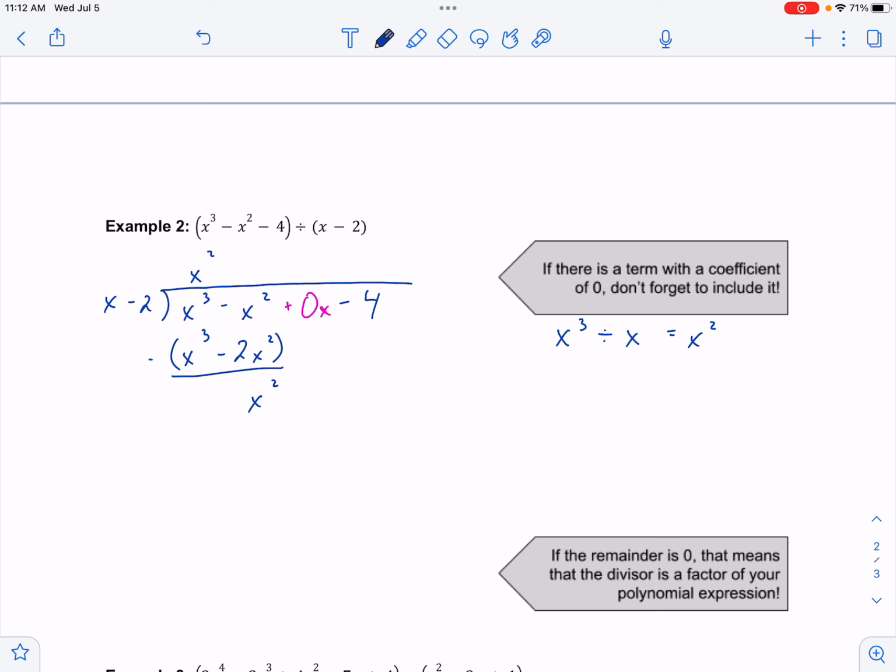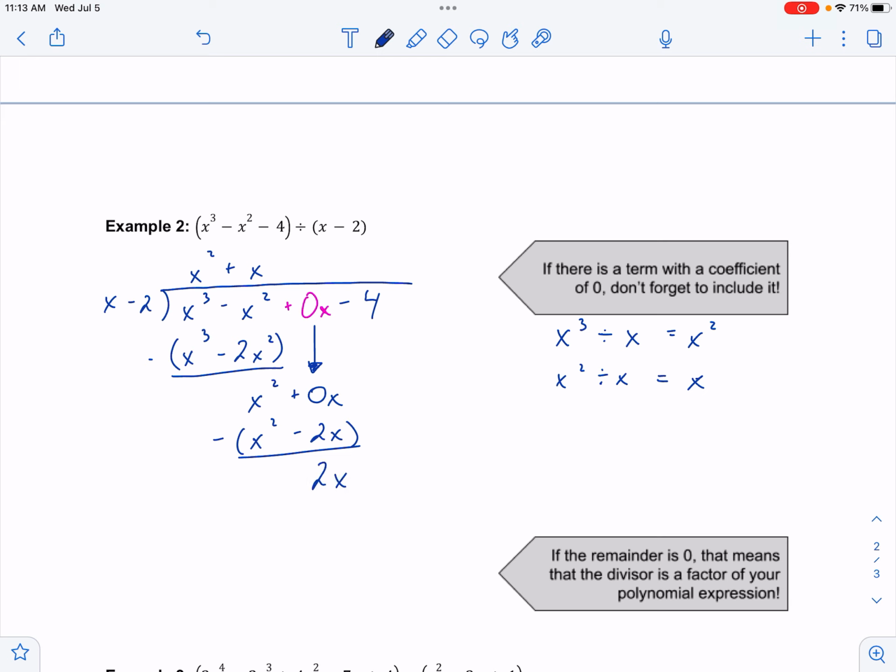Now I bring down my 0x, and just stay with me here. Repeat the process. X squared divided by x is just x. So I'm going to add an x up top. I multiply. X times x is x squared. X times negative 2 is negative 2x. And I subtract the whole thing. 0x take away negative 2x is positive 2x.